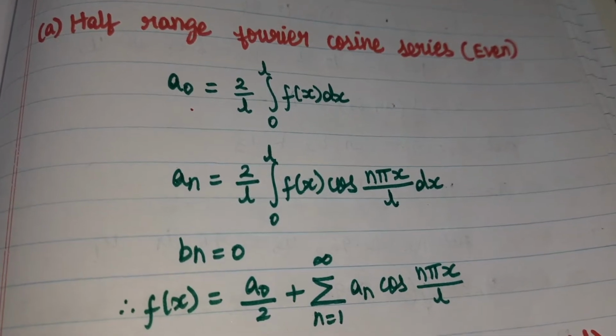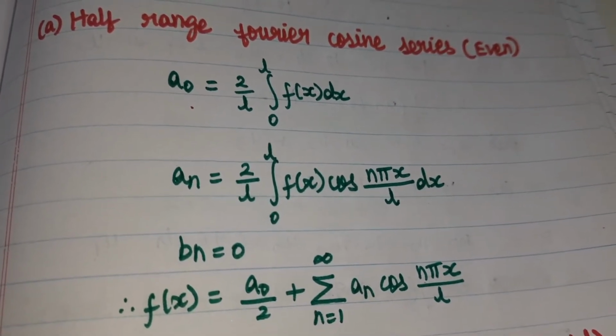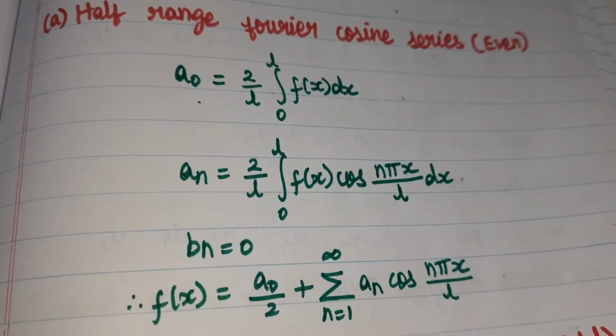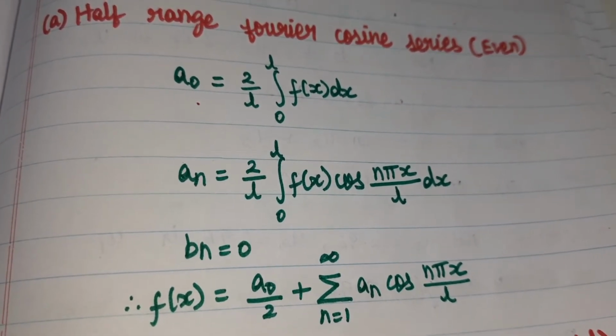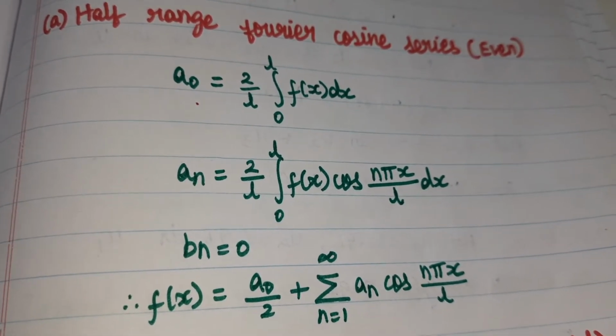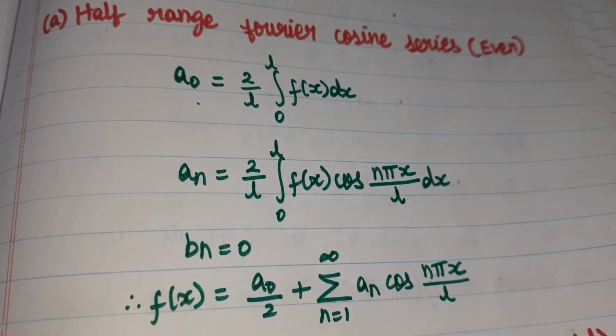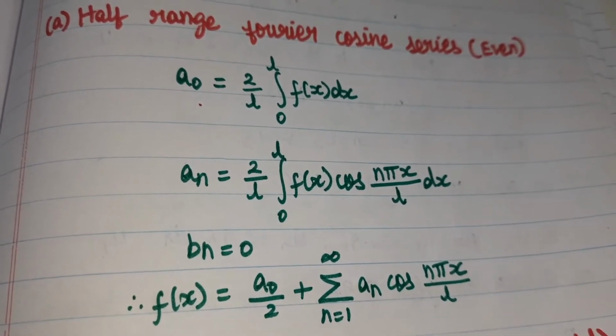So here the formula is a0 is equal to 2 by L into integral of 0 to L f of x into dx. An is equal to 2 by L into integral of 0 to L f of x into cos n pi x by L into dx, and Bn is equal to 0. Therefore, f of x equal to a0 by 2 plus summation of n is equal to 1 to infinity an cos n pi x by L.